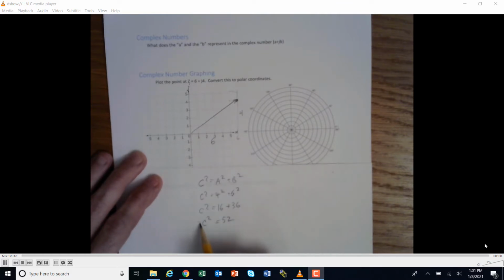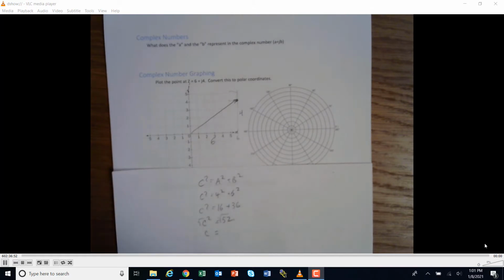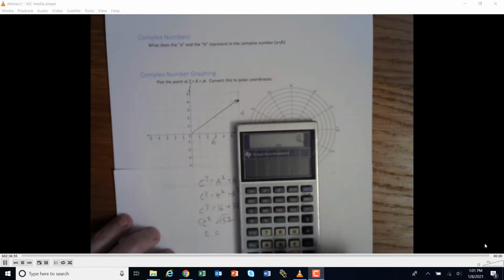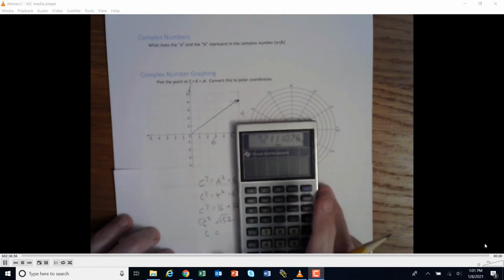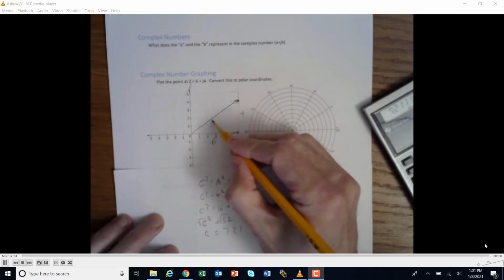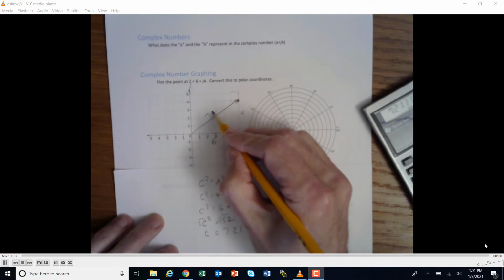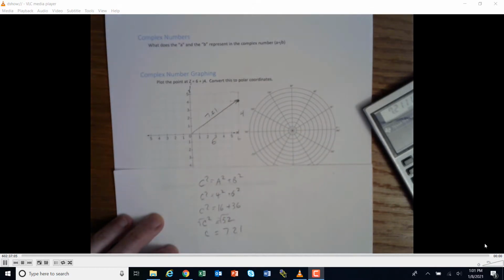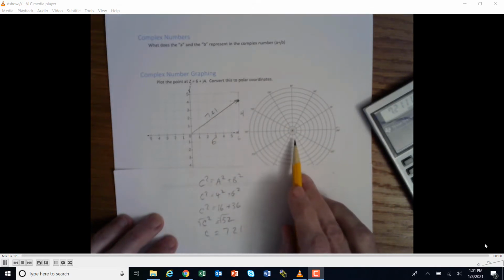And then we need to take the square root of both sides so that c is equal to the square root of 52. And it's like 7.21. So this length right here would be 7.21. That's my hypotenuse. And then what we would need would be the angle for the polar right here.